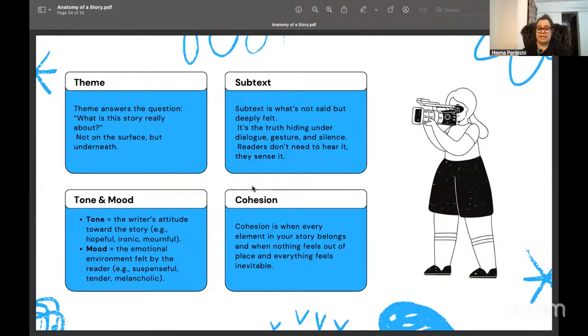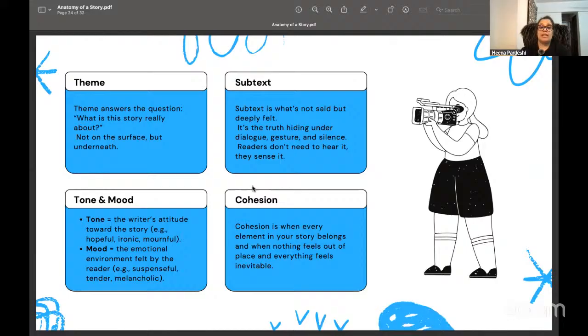I'd like to give you a practical tip here. Tone and mood shift with each act. Notice how The Kite Runner starts nostalgic, turns oppressive, and then ends redemptive. So the tonal evolution mirrors Amir's inner arc, and that is layering. Okay? When it comes to tone and mood, remember the way a story feels is as important as what it says.